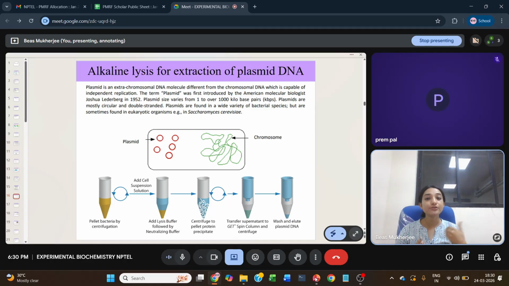Okay, centrifuge to pellet the protein precipitate. So protein is getting precipitated. Transfer the supernatant to the spin column. You can see that this blue thing is the spin column, and then the DNA gets stuck to the spin column, the rest of the fluid flows by and then it is eluted. Okay, and you get the pure plasmid DNA. Now exactly what is happening, we will see that right now.